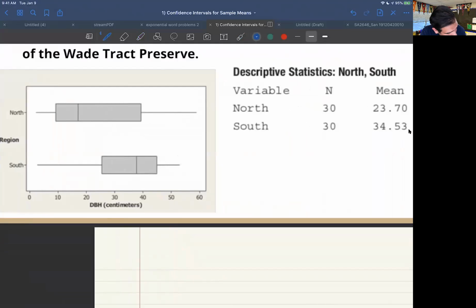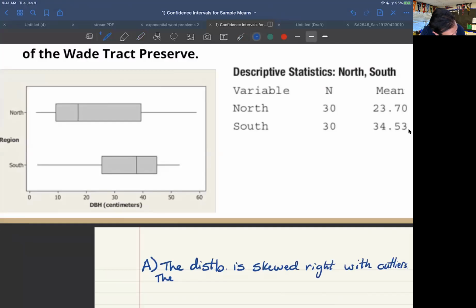So for the northern trees, the distribution is skewed right with no outliers. The center of the data, let's say, is about 18.